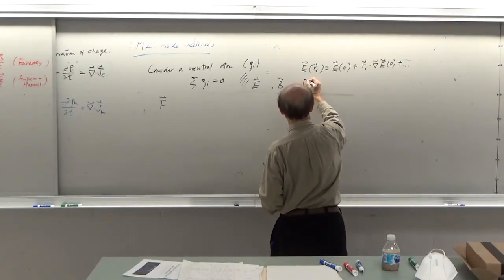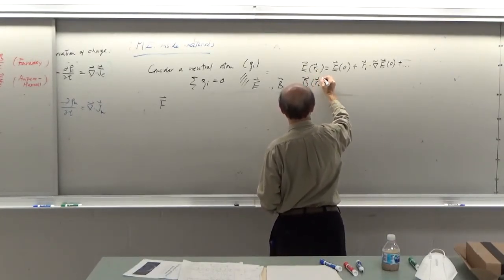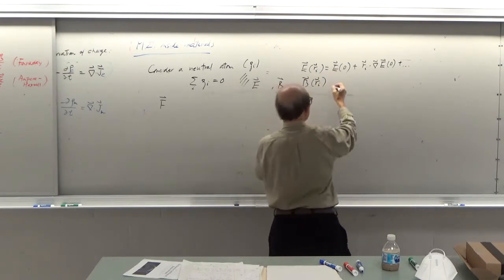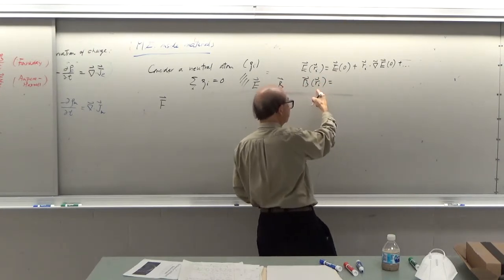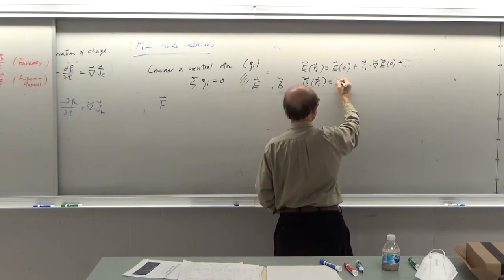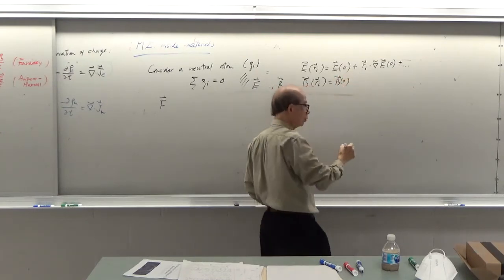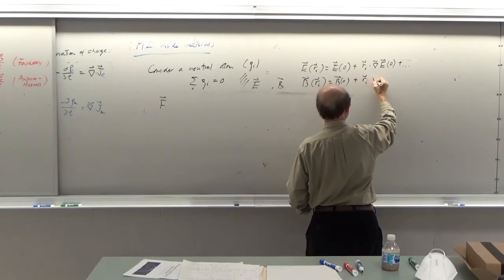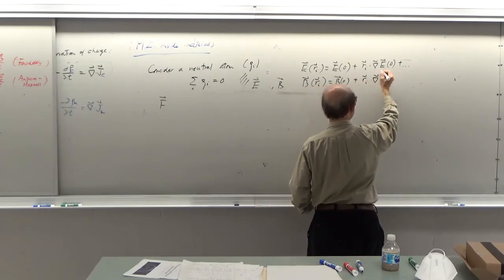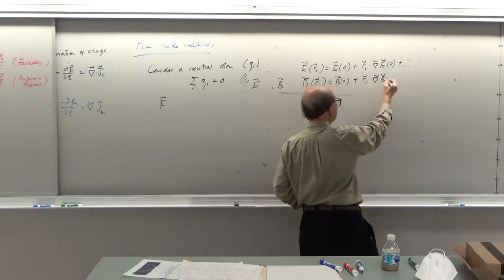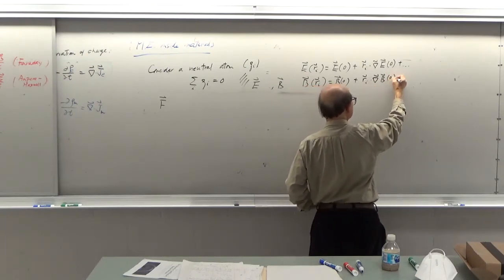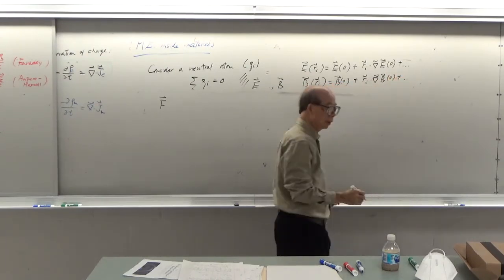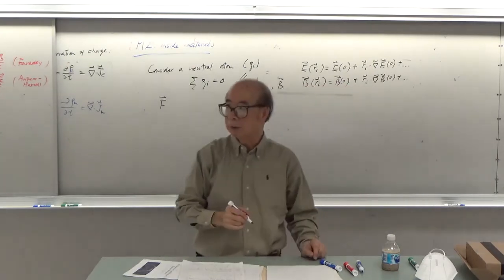Similarly, we do the Taylor expansion for the B field at the location of the ith particle. This will be the B field at the origin, plus r dot gradient acting on B. Once the derivative is taken, you evaluate that at the center of mass of the neutral particle.